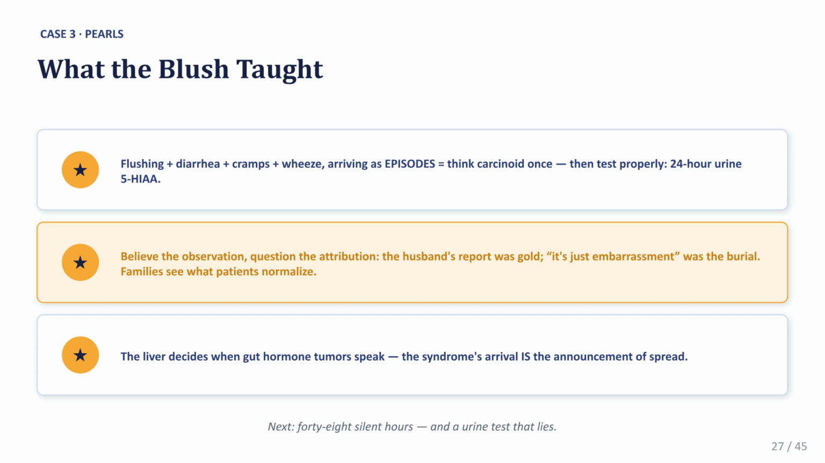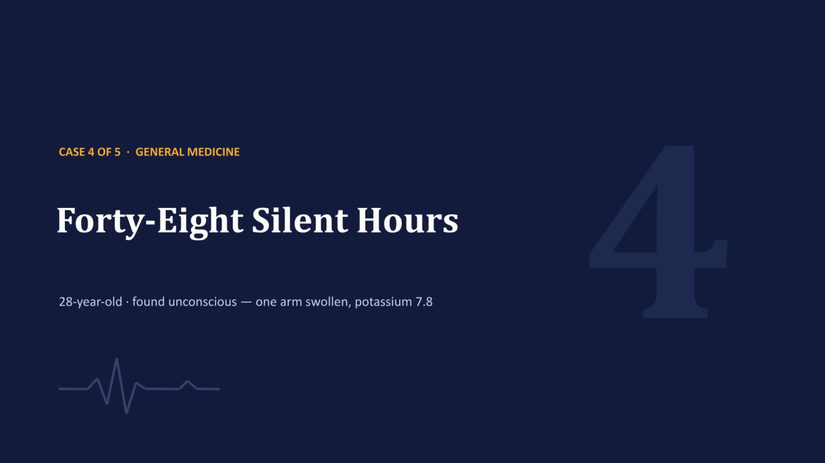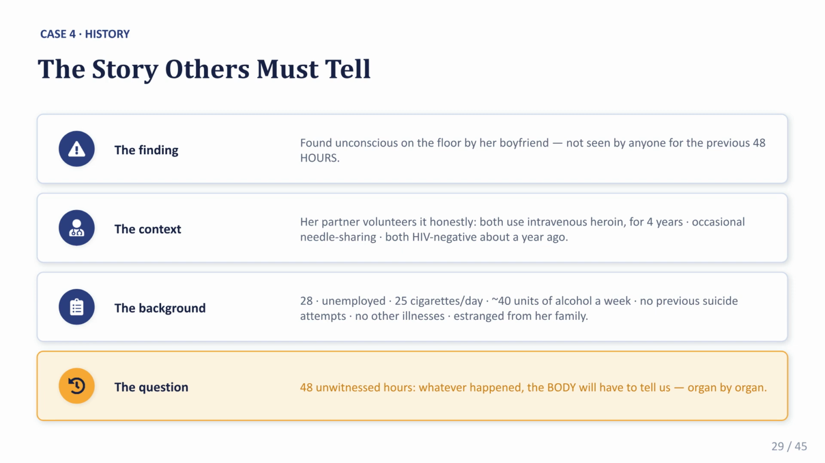Next, a case of 48 silent hours. Case 4. A 28-year-old woman found unconscious after 48 hours. Her partner admits to their shared history of intravenous heroin use. She is currently unresponsive. This is an emergency requiring us to read the physical signs to understand what occurred during those 2 lost days. We have a clear context: long-term intravenous drug use, with a possibility of shared needles.